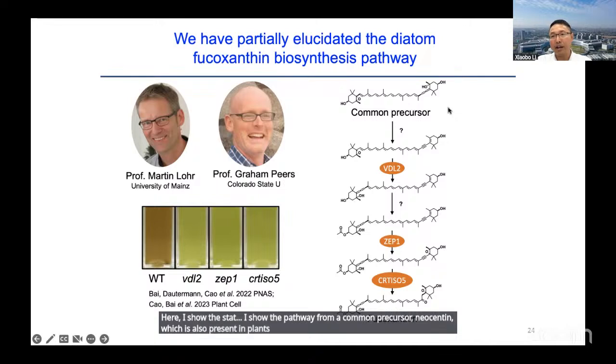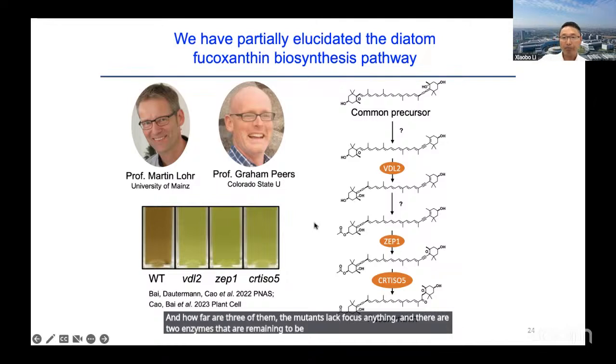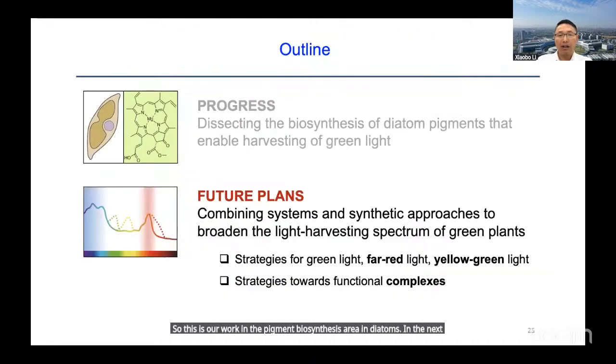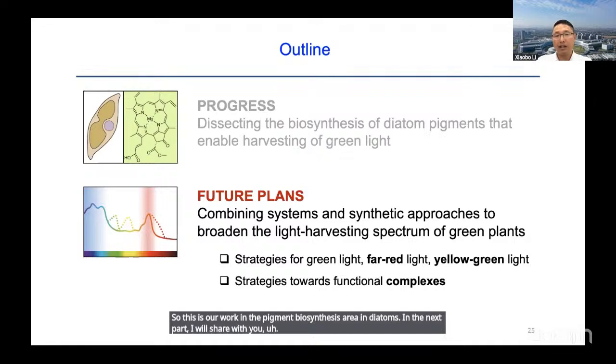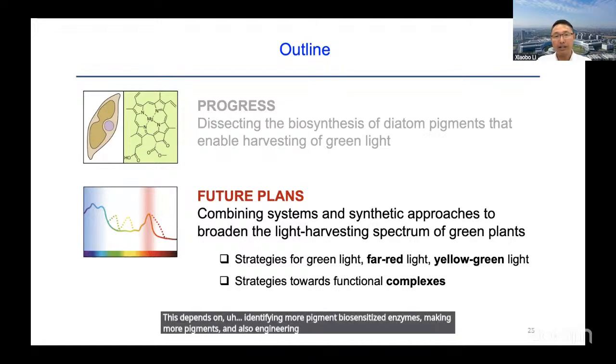So if we want to make fucoxanthin in plants, we need the next 5 steps. And we have found 3 of them. The mutants lack fucoxanthin, and there are 2 enzymes that remain to be found. So this is our work in the pigment biosynthesis area in diatoms. In the next part, I will share with you research plans on identifying more pigment biosynthesis enzymes, making more pigments, and also engineering green plants. This is very preliminary, actually, so today I'm looking forward to your criticism and feedback.